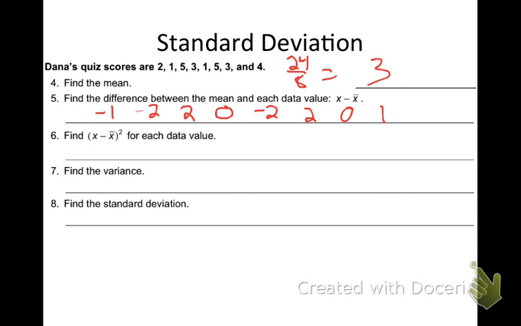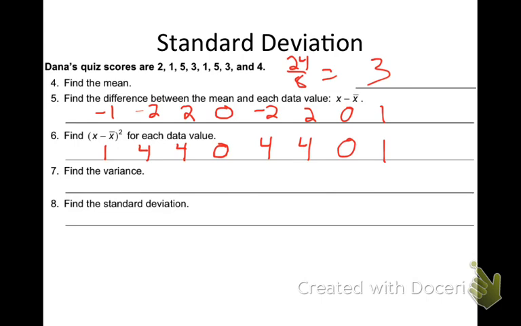Next, I need to square those values. So -1 squared is 1. -2 squared is 4. 2 squared is 4. 0 squared is 0. -2 squared is 4. 2 squared is 4. 0 squared is 0. And 1 squared is 1.